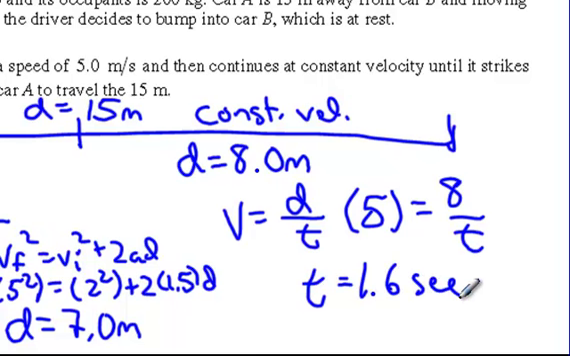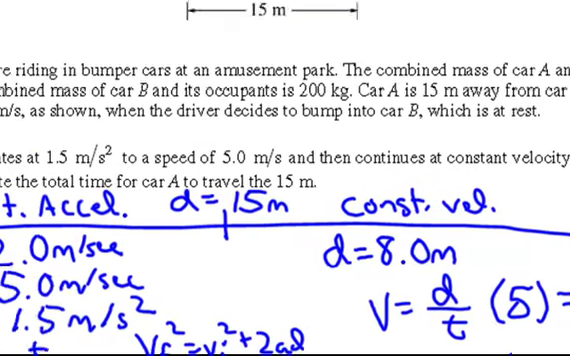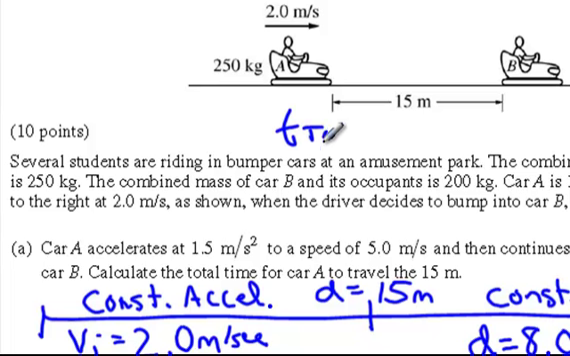The first part of the trip, when we constantly accelerated, we traveled 2 seconds. The second part of the trip, when we were hitting constant velocity, we traveled 1.6 seconds. When I add those two times, my total time is, of course, 3.6 seconds.